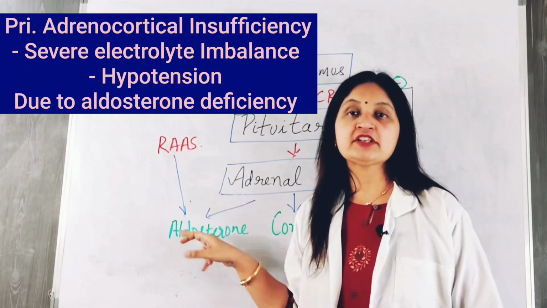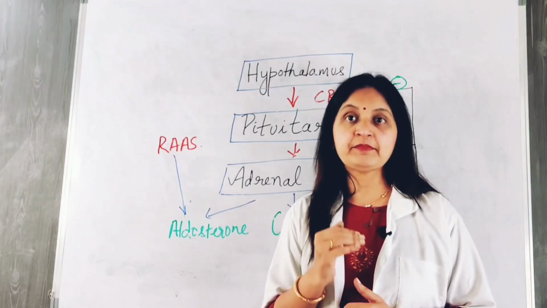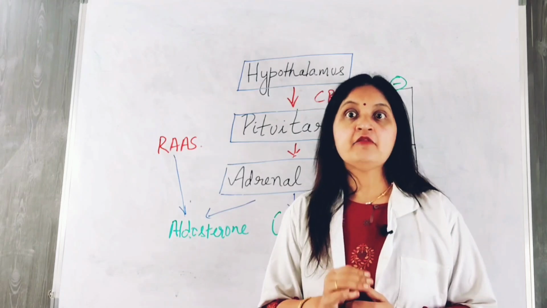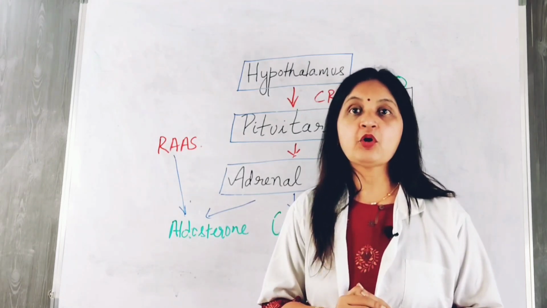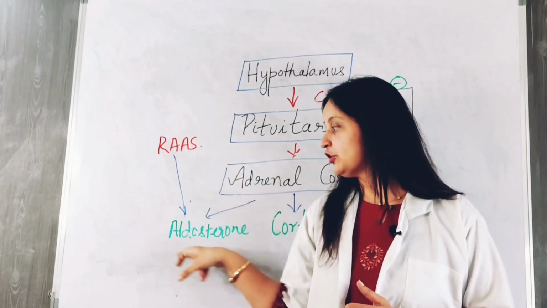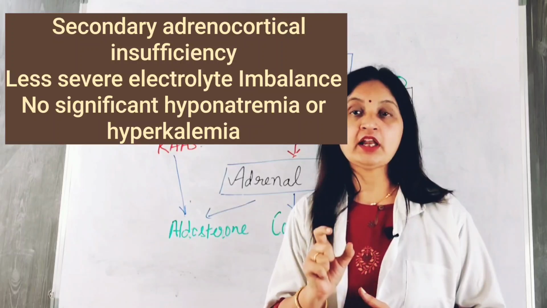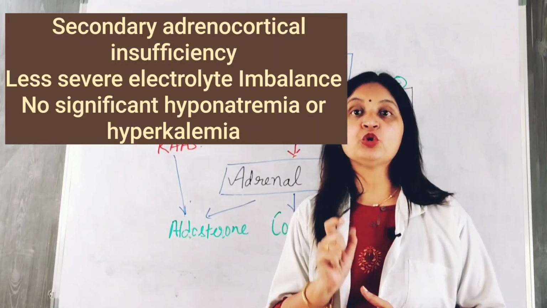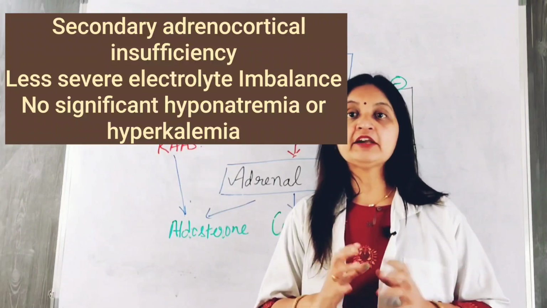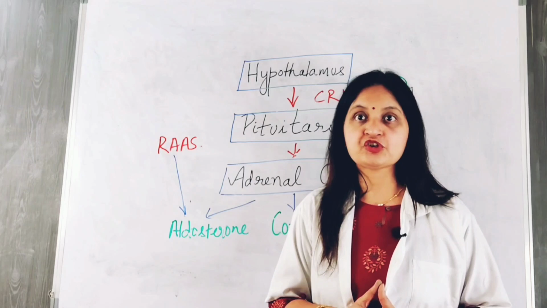So aldosterone deficiency can lead to severe electrolyte imbalance causing hyponatremia, hyperkalemia, and also significant hypotension. Whereas in secondary adrenocortical insufficiency, there is a disorder of the pituitary gland, therefore aldosterone secretion is less affected, so there is less severe electrolyte imbalance, there is no significant hyponatremia or hyperkalemia. So electrolyte imbalance is less common in secondary adrenocortical insufficiency.